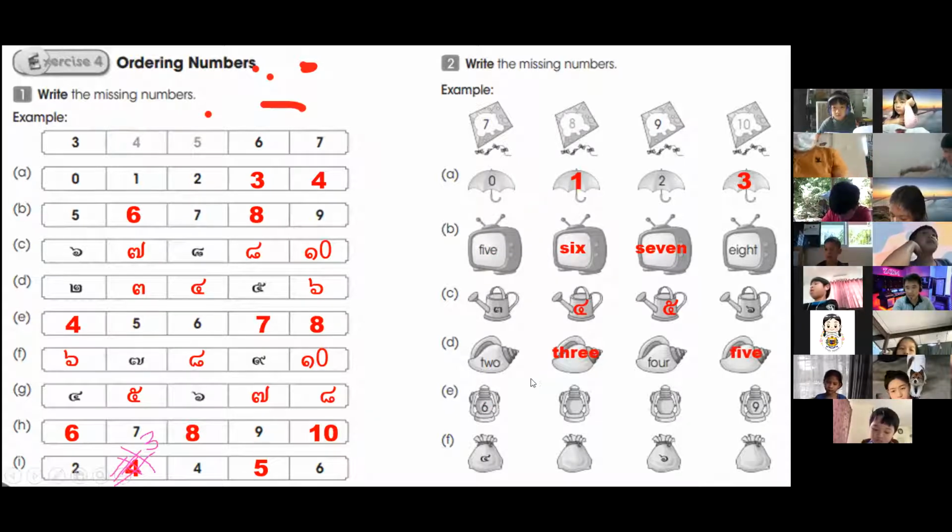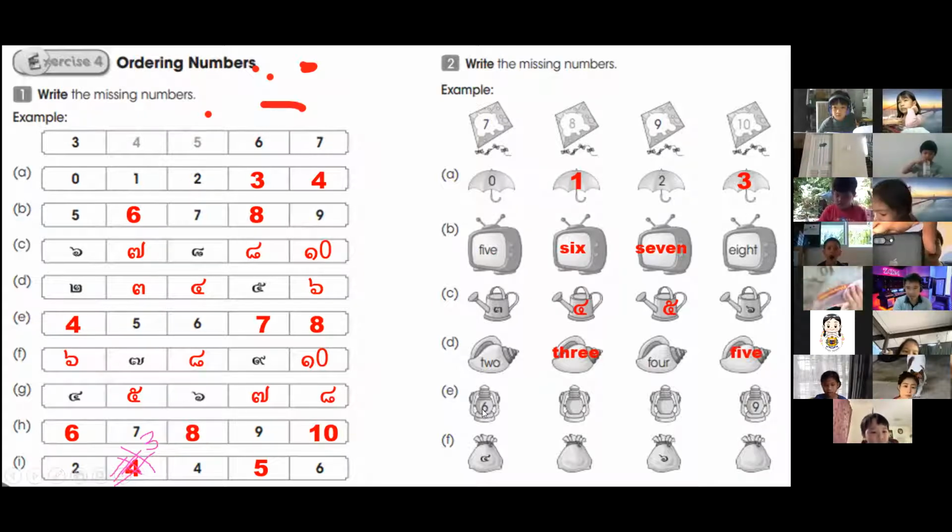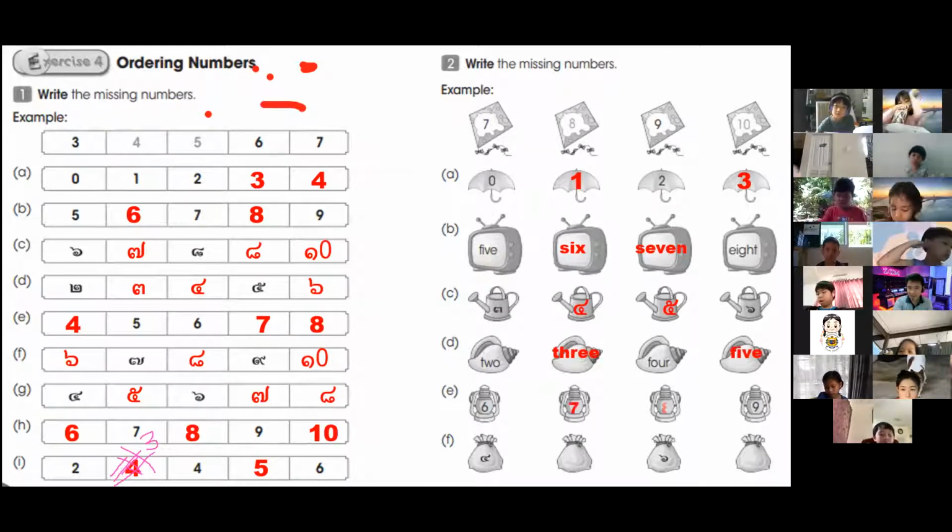These are the missing numbers in letter D. Letter E. Number 6. Next is number 7 and 8. And the last one on page 13 is letter F. It is in Thai numerals.